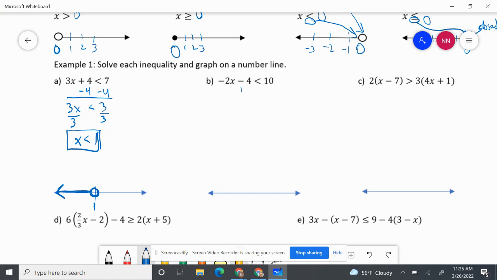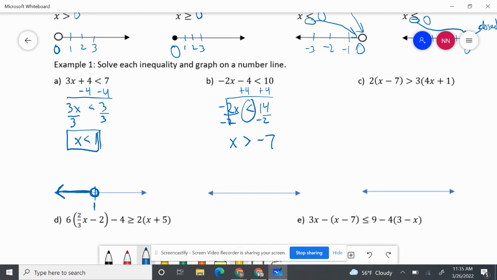Now for the next one, I'm going to add the 4. And when I add the 4, I get -2x is less than 14. I divide it by -2. And when I divide it by -2, I get x by itself. Remember, I'm switching the inequality to greater than, and it becomes -7.